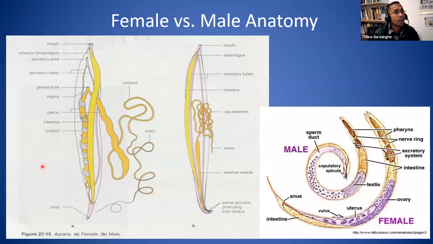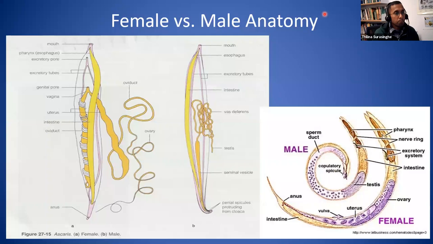Sexes are separate, and male and female can be distinguished externally. Males are usually smaller. Females are usually bigger. Males, towards their anus, have two spicules, two spine-like protrusions sticking out. In females, they don't have anything like that. They have a tapering, long structure, but nothing protruding out.